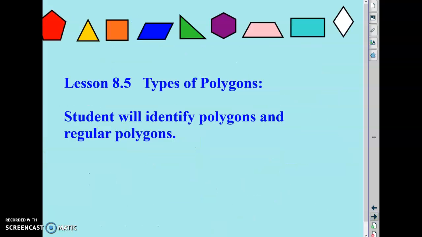Okay, so that was a very short and sweet lesson on types of polygons. We'll be doing an IXL lesson today and also a matching game on Math Playground.